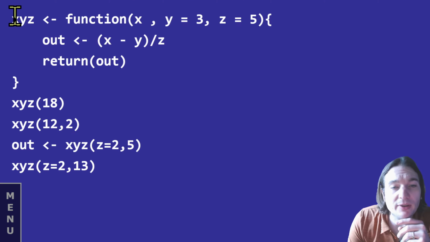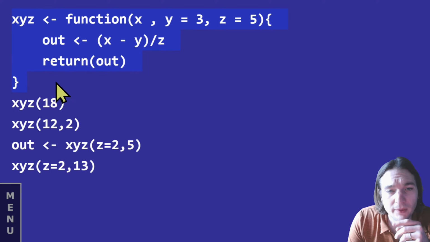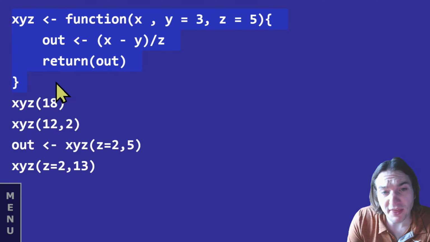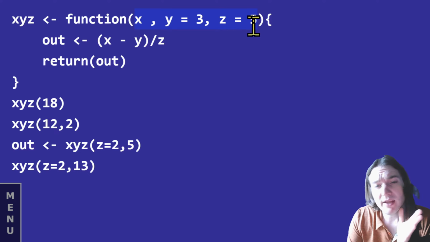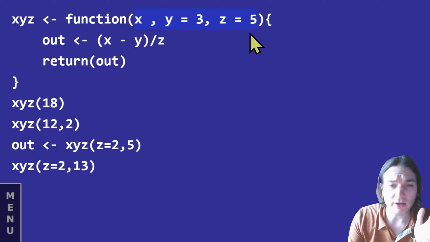So in this code, we have a function. When I run that function, nothing is printed. And that's because what a function is doing is storing a process inside of an object. It's also allowing you to control what arguments you send to the function are and what their default values are, if any.